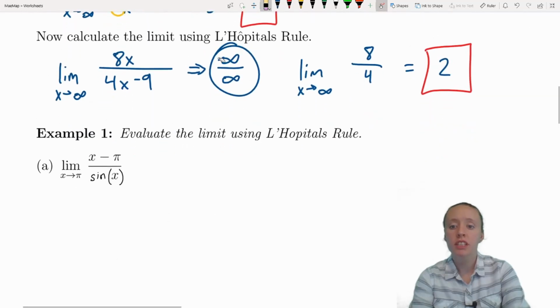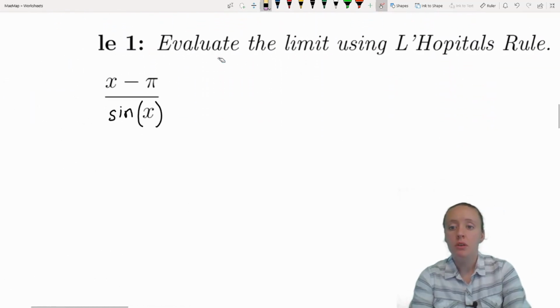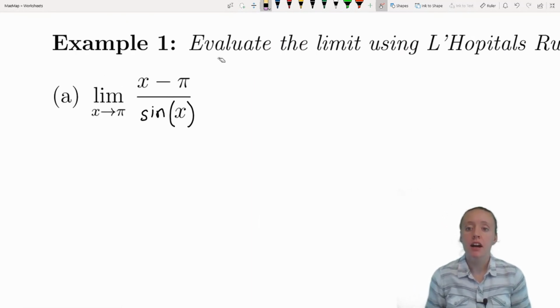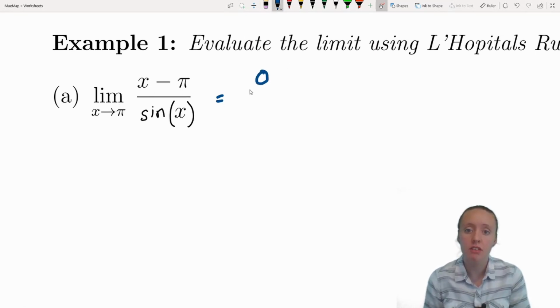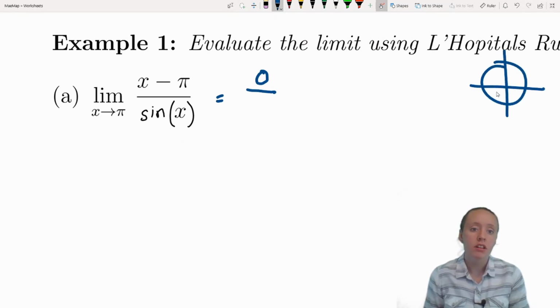So moving on to example 1, we're going to evaluate the limit using L'Hopital's rule. For part A, we have the limit as x approaches pi of x minus pi over the sine of x. Let's think about plugging in pi for x. If we plug in pi for x, pi minus pi is going to give us 0 in our numerator. And if we plugged pi in our denominator for x, sine of pi, think about that unit circle. The sine of pi is 0.